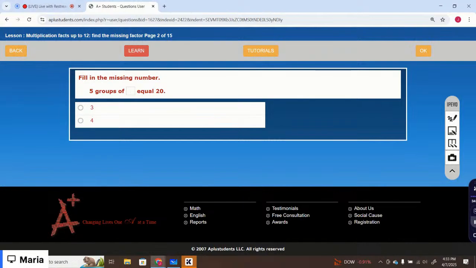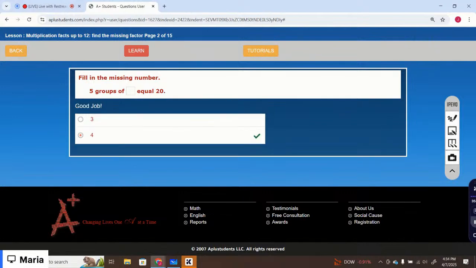Fill in the missing number. 5 groups of blank equals 20. 5 times what number is 20? That is 5 times 4 equals 20. The correct option is 4. Option number 2 is the correct option.